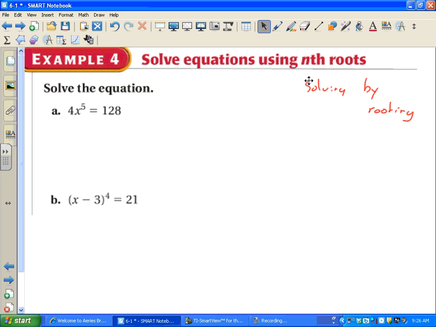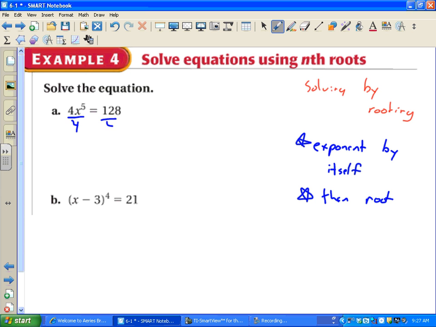It's going to behave the same way as solving by square rooting. So we're going to get the exponent by itself, and that's the key. Exponent by itself. Then we root. And I'll show you what I mean by that. First one, 4x to the 5th equals 128. I need to get the exponent by itself. To do that, I will divide both sides by 4. When I divide both sides by 4, it's going to give me x to the 5th equals 128 divided by 4, which is 32.